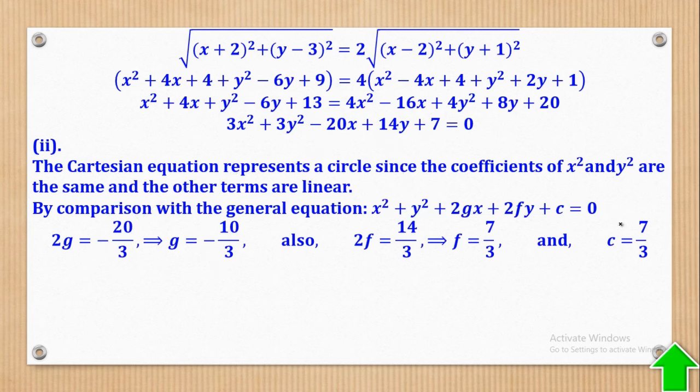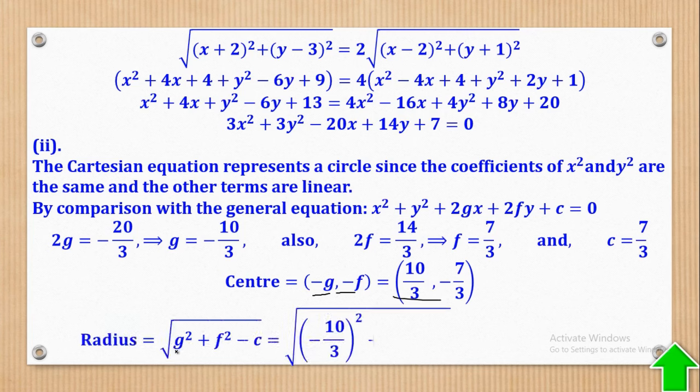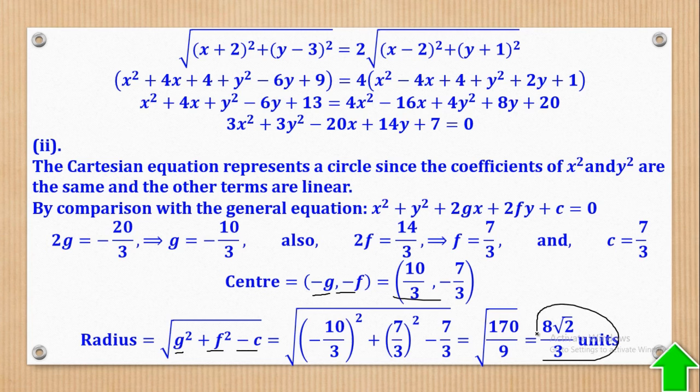Now after getting g, f and c, we can easily get the center and radius. So center is negative g, negative f, which is that. And the radius is given by this formula, the square root of g squared plus f squared minus c. We already saw that under the topic of a circle. So in the end we shall come up with this as the radius of our circle.